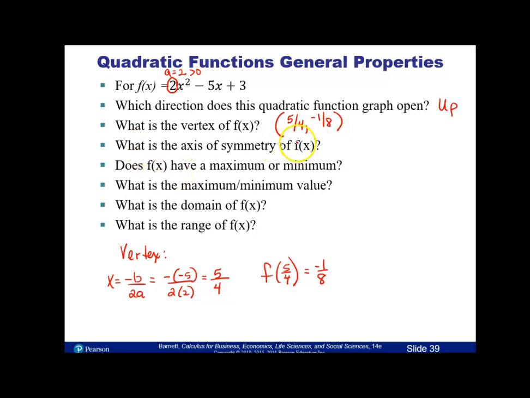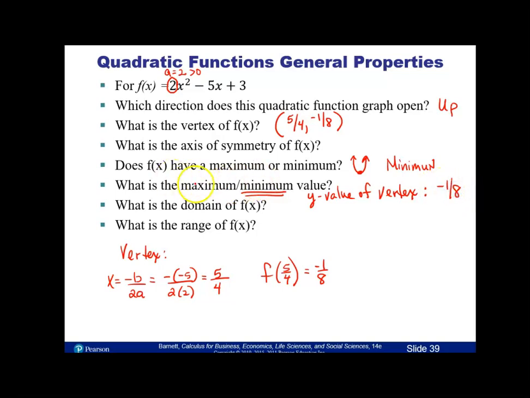Like I said before, I'm not too concerned about axis of symmetry, so we're going to skip that. Does it have a maximum or a minimum? Well, if it's opening up, that means it's got to have a minimum because it has a lowest point here. Okay, the question then, what is that maximum or minimum value? So it's a minimum, and the minimum value is always the y value of the vertex. Okay, so that means in this case, our minimum value is negative 1/8.